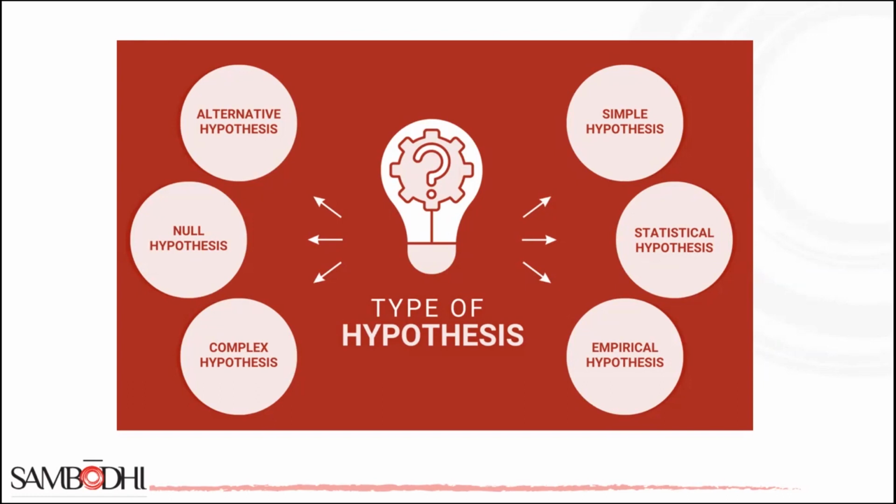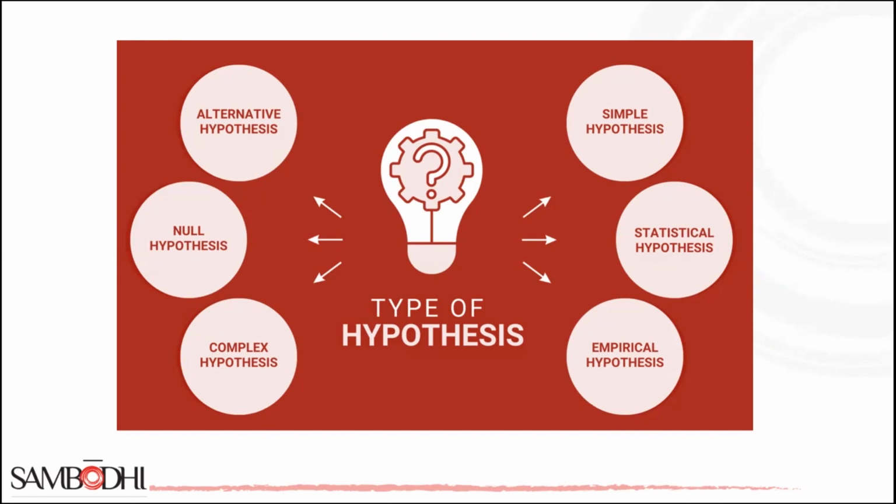Associative and causal hypothesis. These hypotheses do not exhibit how many variables there will be. They define the relationship between the variables. In an associative hypothesis, changing any one variable, dependent or independent, affects others. In a causal hypothesis, the independent variable directly affects the dependent variable.